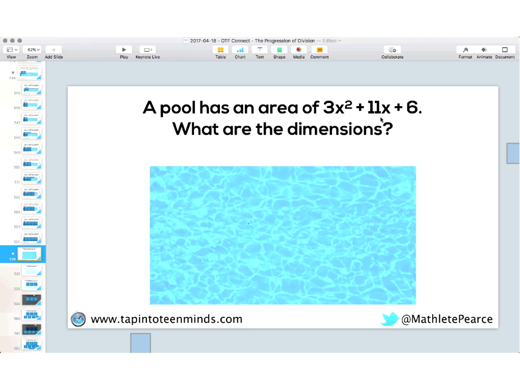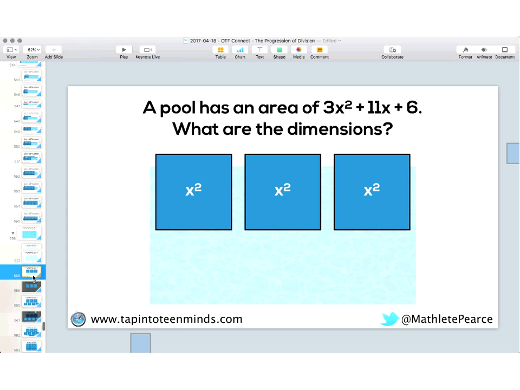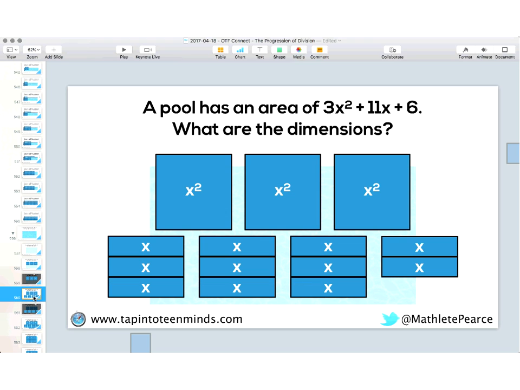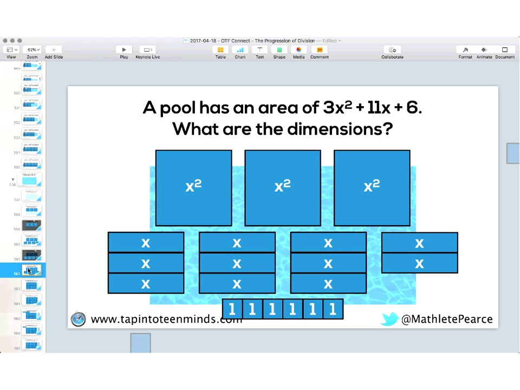See this 3x squared plus 11x plus 6. That's the area of this pool. But when I look at an x squared, what I picture in my mind is the base 10 flat. Why? Because the base 10 flat is a 10 squared flat. We don't call it that, but maybe we should, because 100 flat is 10 by 10, and x flat is an x by x. So I have 3 x flats, or x squareds. I also have 11 x's. There's my 11 x's. And I also have 6 units.